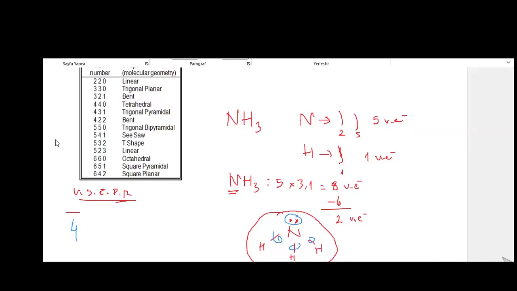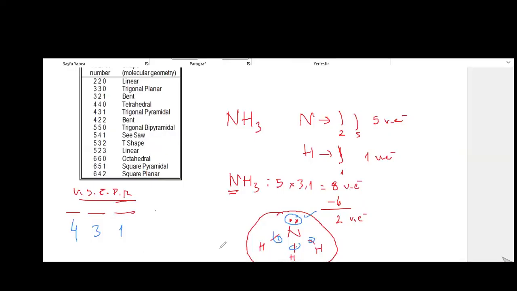So let's check the second VSEPR number. If you look at the second VSEPR number, you need the electron domains in each bond: 1, 2, and 3. And let's check the final VSEPR number, which is the number of lone electron pairs on the central atom. As you see here, there is only one lone electron pair, so 4, 3, and 1 are the VSEPR numbers of that molecule.